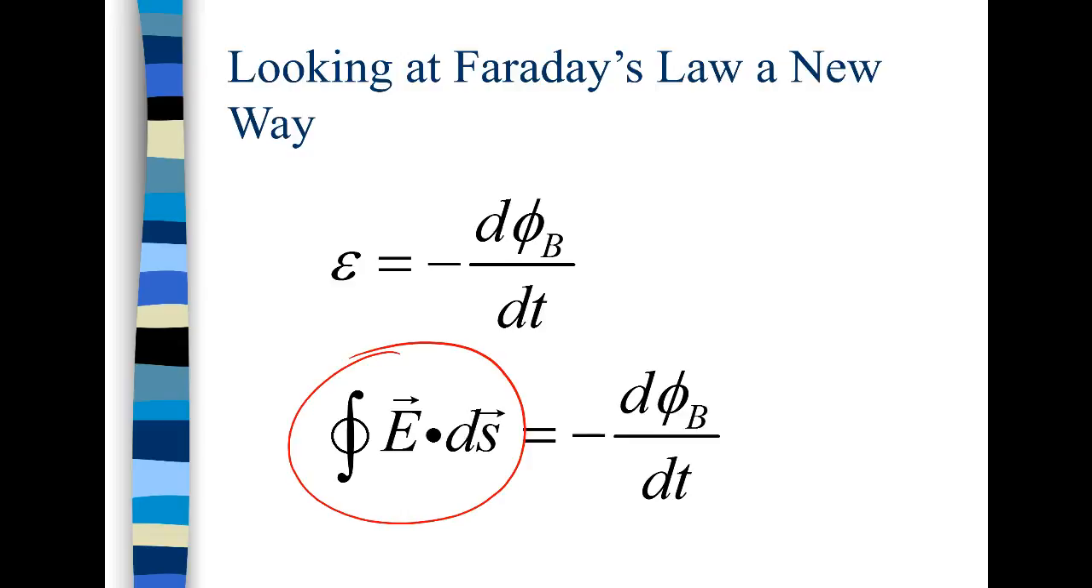And basically what this says is that as a charge goes around that wire loop, work is done on that charge. And the amount of work that's done is equal to the value of the charge times the EMF. And so this is just another way to look at Faraday's law of electromagnetic flux.